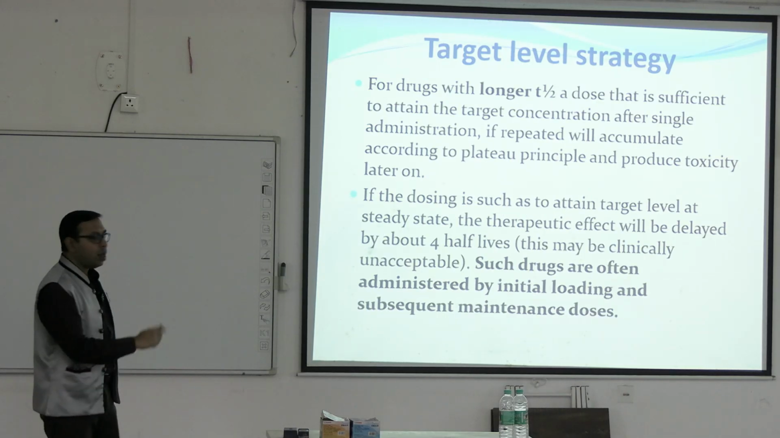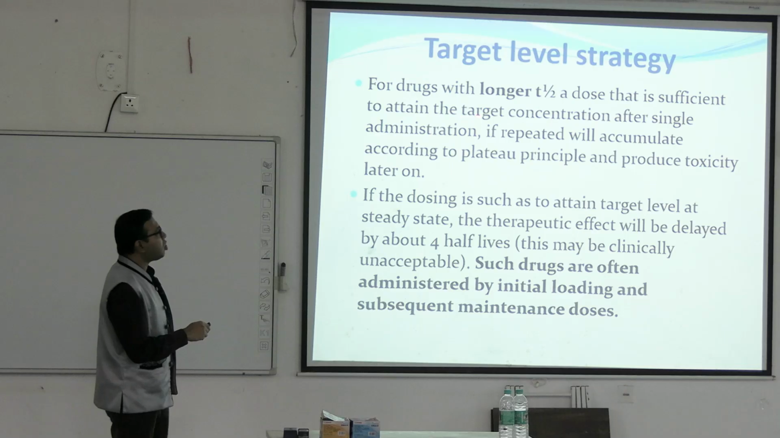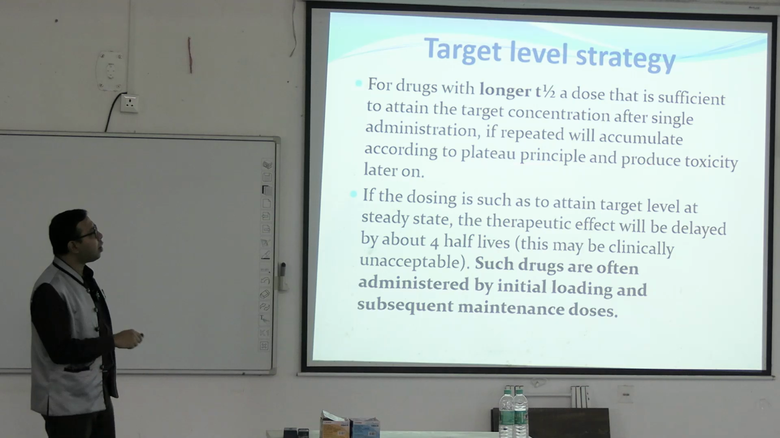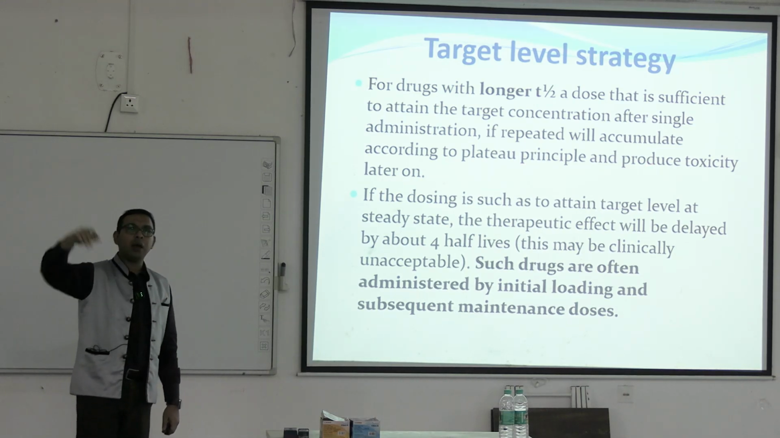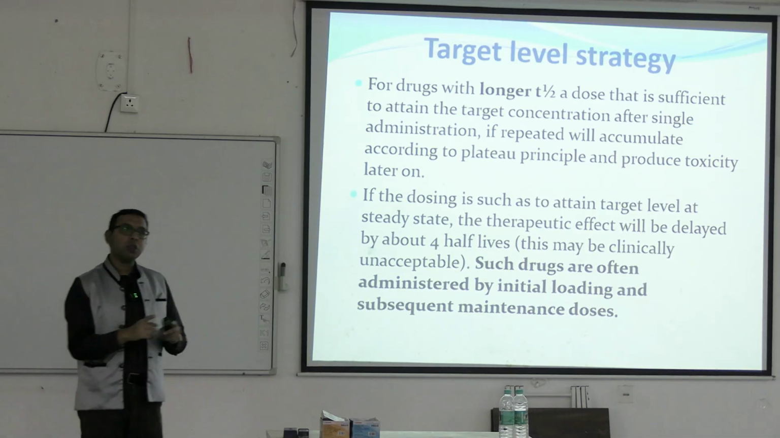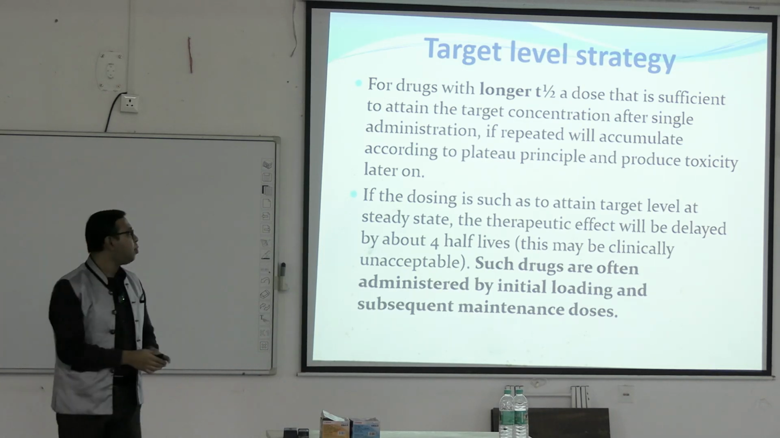Again we have to give the drug, again increase, again decrease. This may happen. Similarly, for drugs with a very long half-life, a dose that is sufficient to attain the target concentration after a single administration, if repeated, will accumulate according to the plateau principle and produce toxicity later on. So for a long half-life drug, if we give it repeatedly, there may be accumulation and toxicity. So this is the problem with both the very short half-life drug and the very long half-life drug.